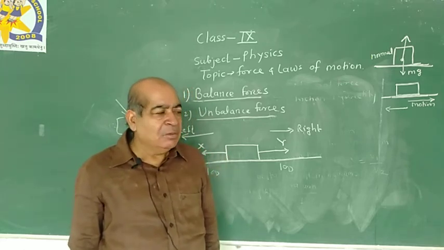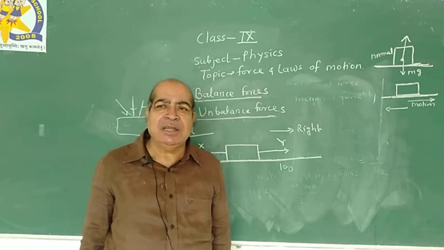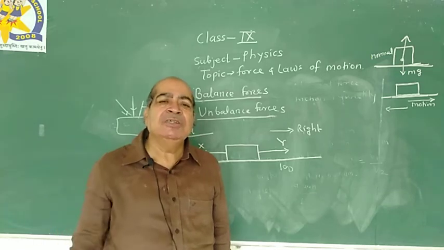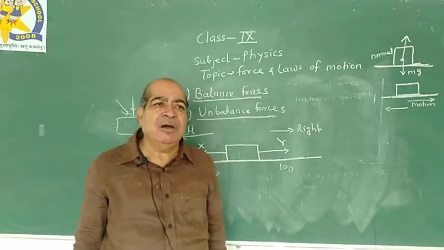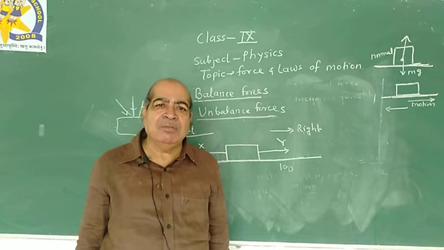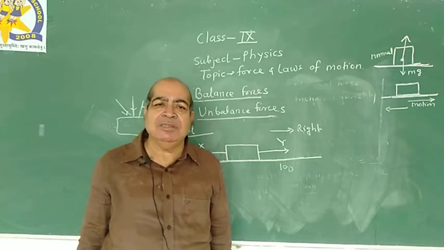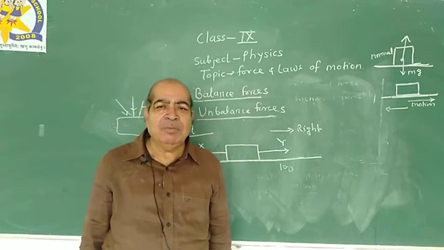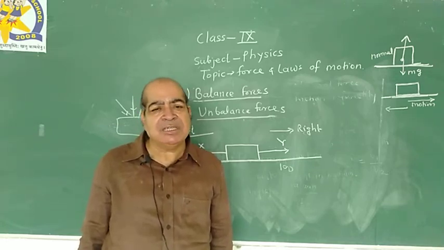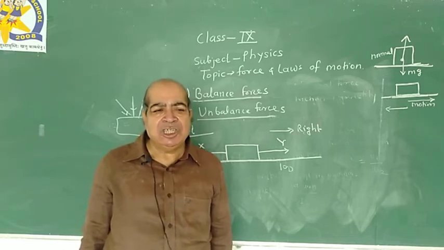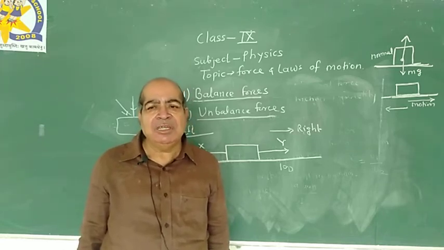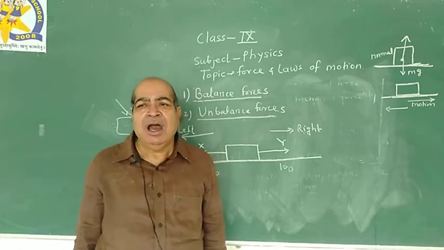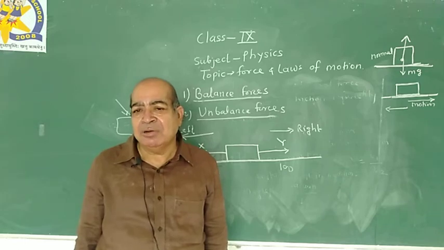Both the forces: when two or more forces act on the object simultaneously and they do not change the state of the object, means the state of rest or state of uniform motion, they are called balanced forces. And unbalanced forces are when two or more forces act on the object simultaneously and they change the state of the object, means state of rest or the state of uniform motion.